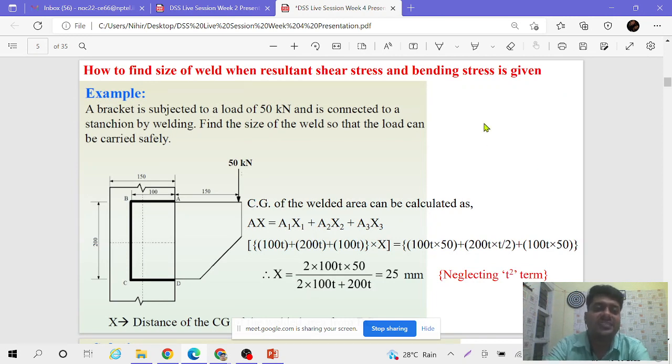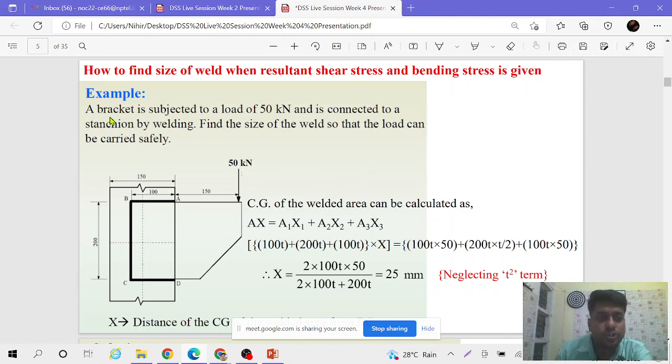One of the students has asked how to find the size of the weld when the resultant shear stress and bending stress are given. He has marked that video, in which I think he wants me to explain this numerical so that he will be able to solve the assignment problem, as he has mentioned the week 4 assignment.